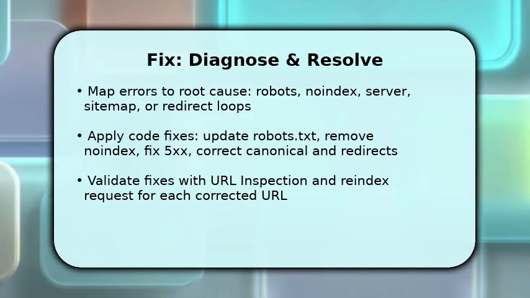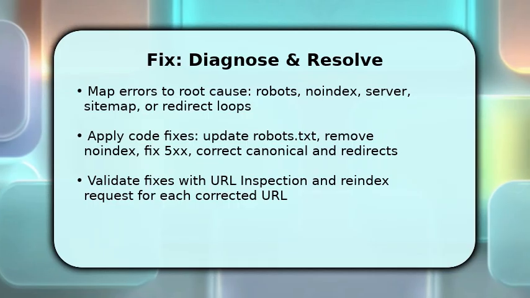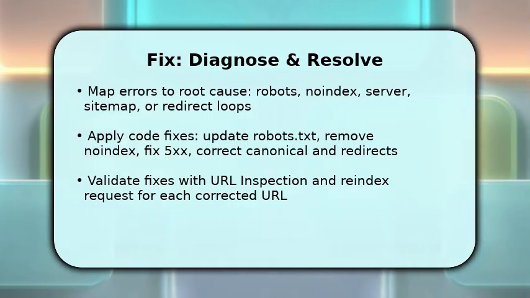Once code changes are live, use URL inspection to test render and click request indexing. Do this for batches and stagger requests so Google can process them without overload.